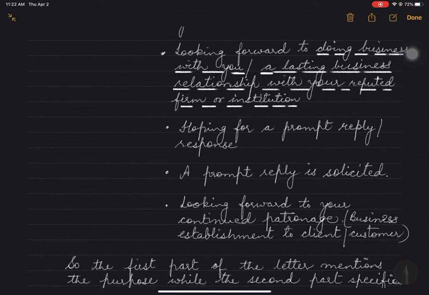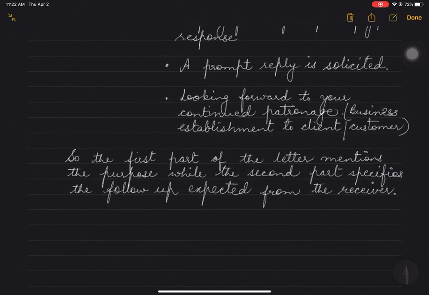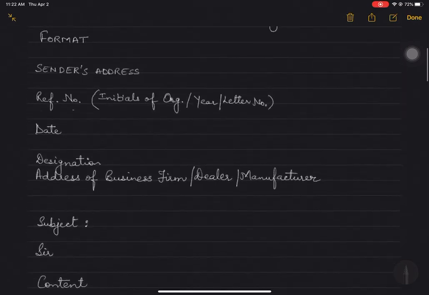And in case it is a reply to the inquiry, then it would be the business establishment writing to the client or the customer, looking forward to your continued patronage. Who are the patrons? The client or the customer, because they will be giving the money for the goods. So this is also a good example. So the first part of the letter mentions the purpose, while the second part specifies the follow-up expected from the receiver.